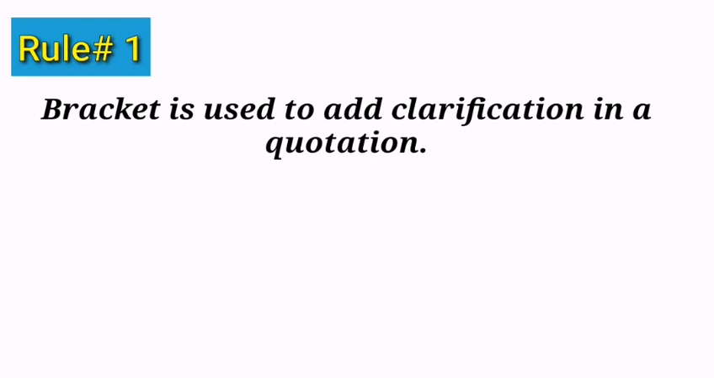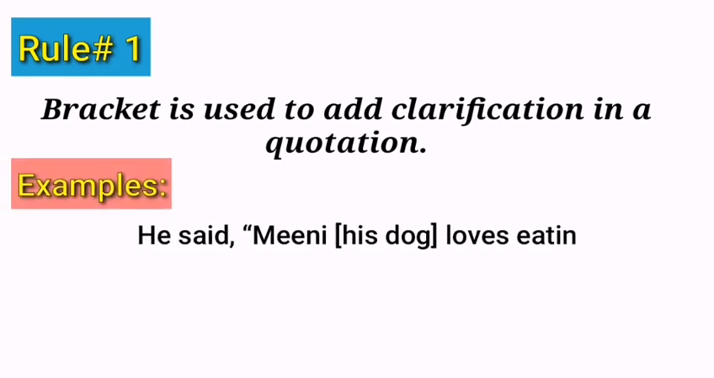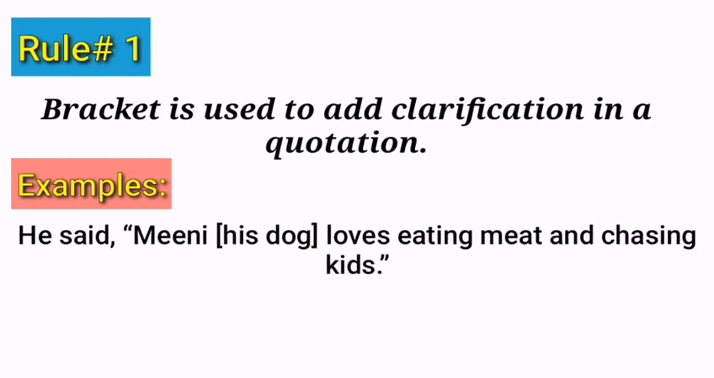Think you are not getting the point? So, don't worry, just look at these examples. He said, "Meanie [his dog] loves eating meat and chasing kids." Look at this example, this is a quotation and within this quotation the group of words, his dog, is separated with square brackets. Basically, this has provided essential information for understanding the quoted sentence.